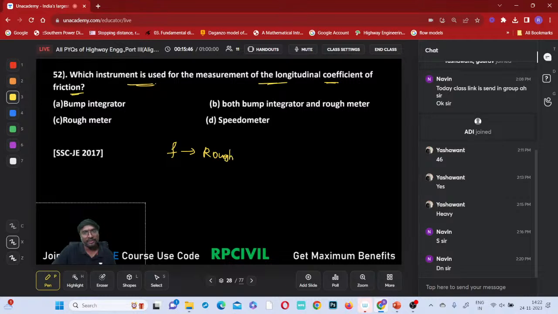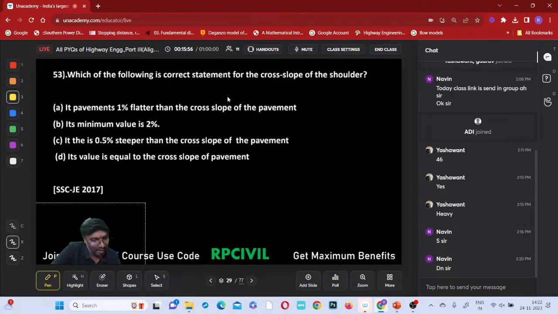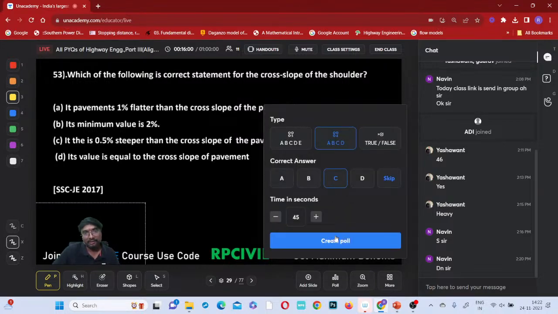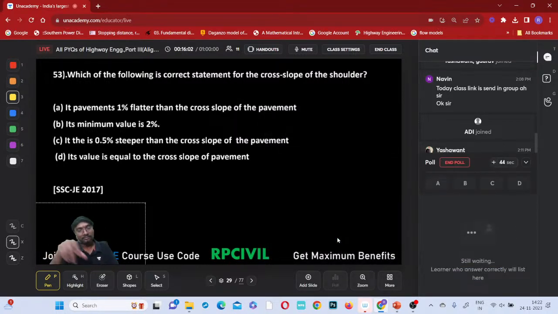So, how can you measure this roughness? That is the rugometer you will be using and also the bump integrator. These will be used for measuring the roughness. Once you know the roughness, you know the friction behavior, obviously. Select the answer for this 53rd question.